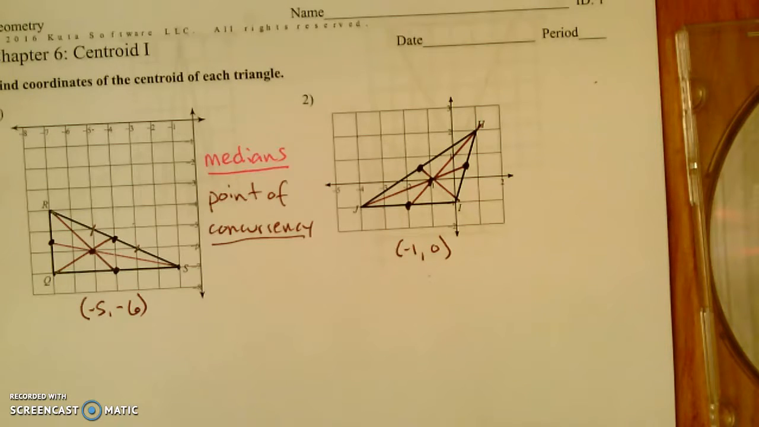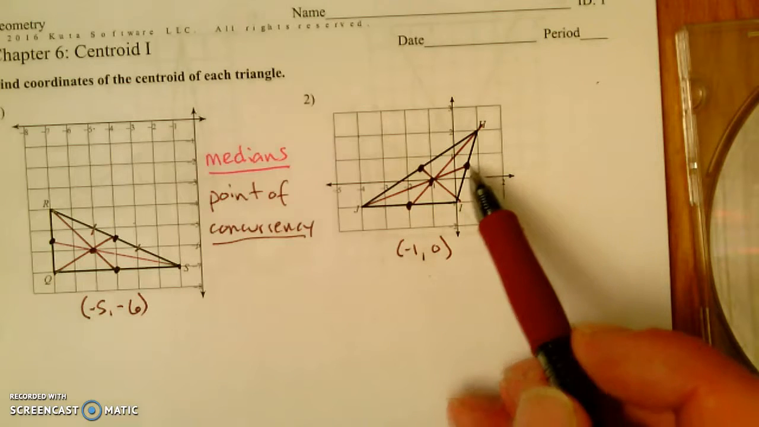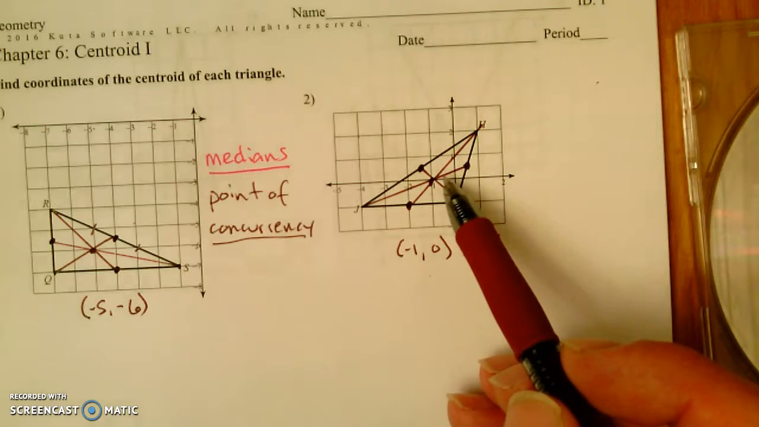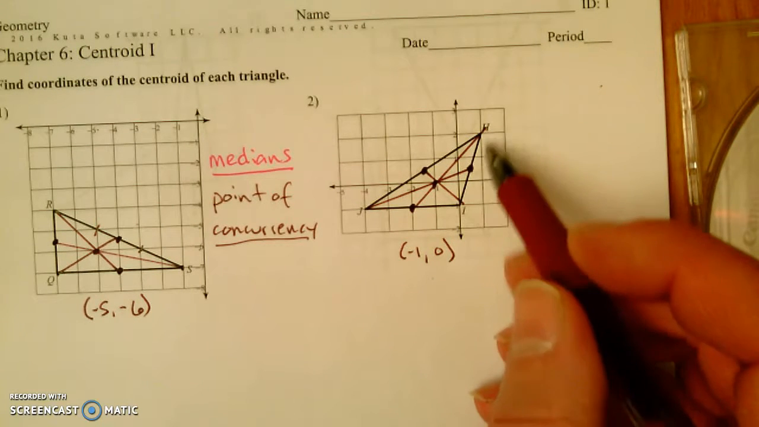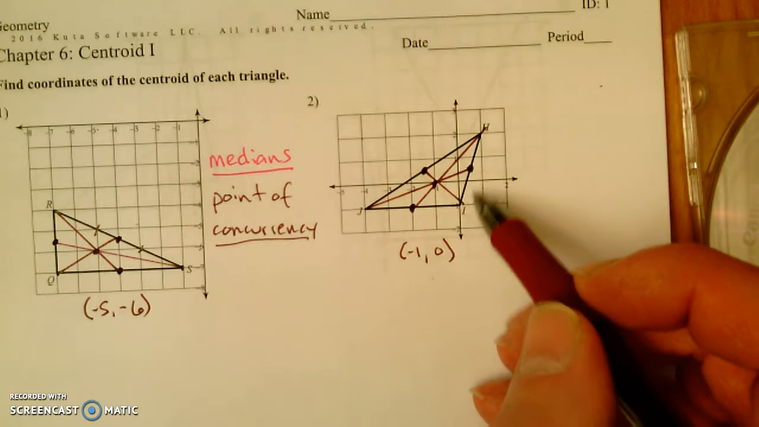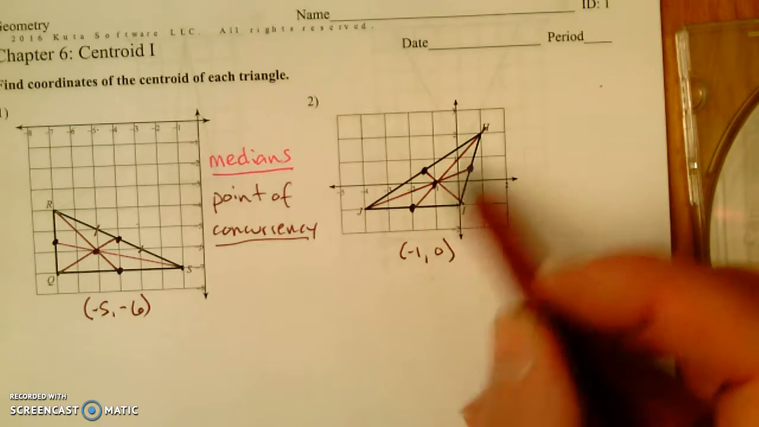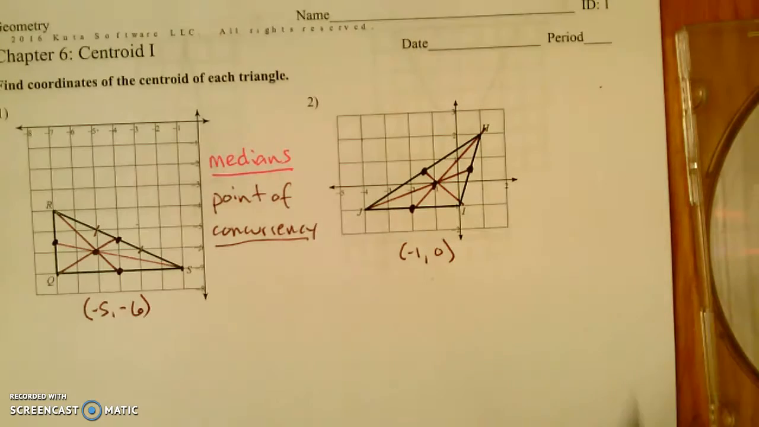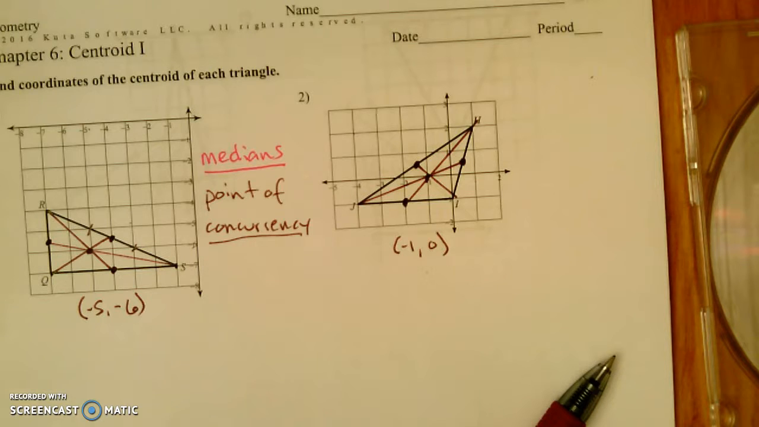And I will leave the remaining 6 problems to you. Remember, first step, find the 3 midpoints. If it's on a diagonal, the midpoint is going to be halfway over, halfway up. And then after you've found the 3 midpoints, you just connect each midpoint to the vertex on the opposite side. And where the 3 segments connect is your centroid. All right, good luck.